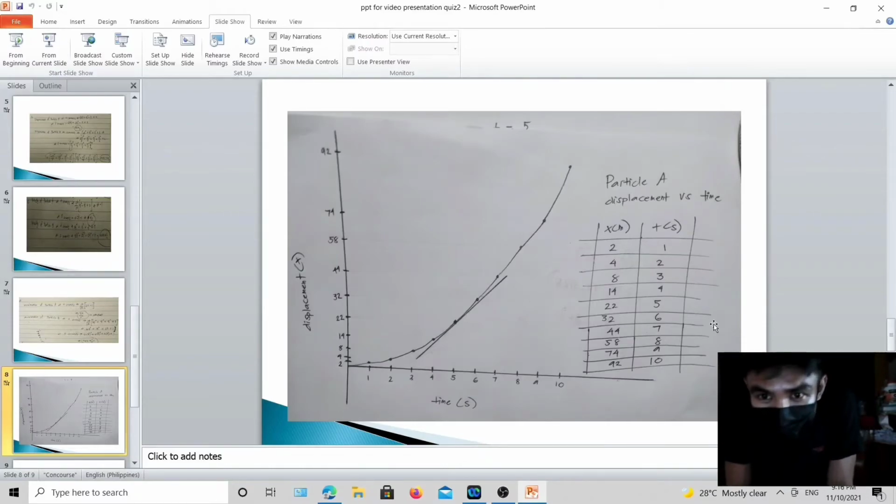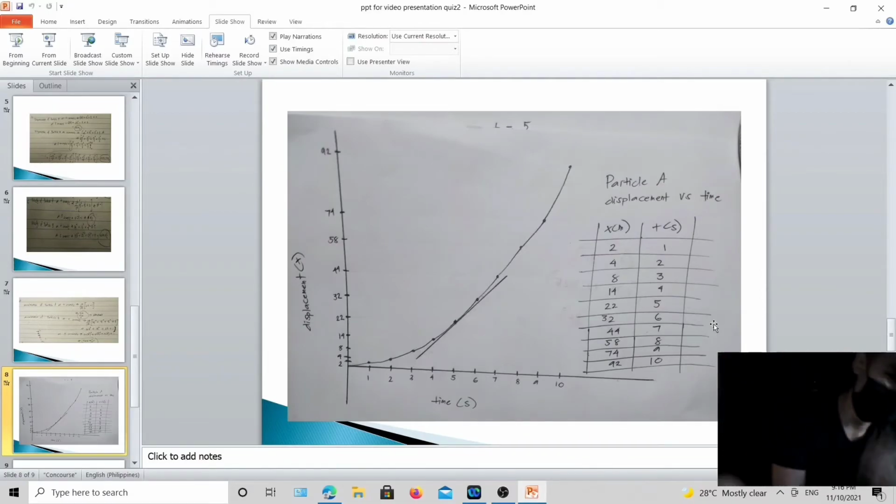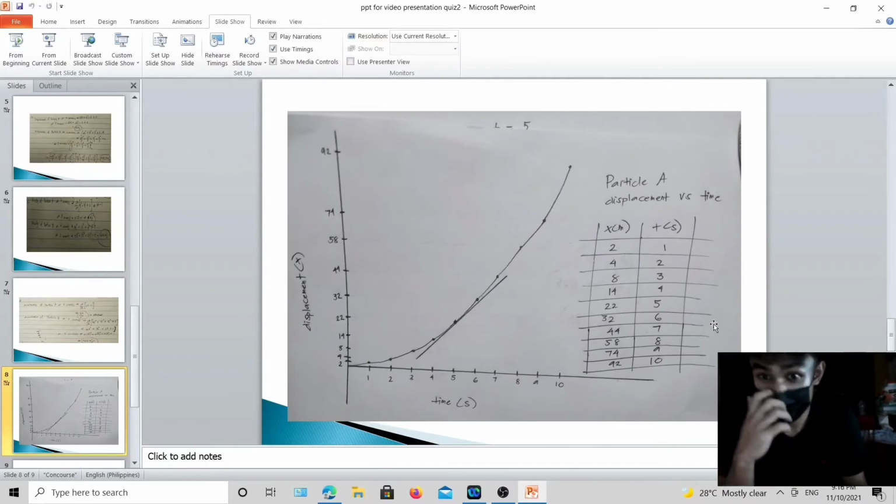So this is it. We're going to plot. We're going to substitute 1 to 10 to find the table of values for the problem. So if we substitute 1, we get 2; if we substitute 2, we get 4; if we substitute 3, we get 8, and so on and so forth. That's just simple algebra. We learned that way back in grade 7. So it's not that hard.